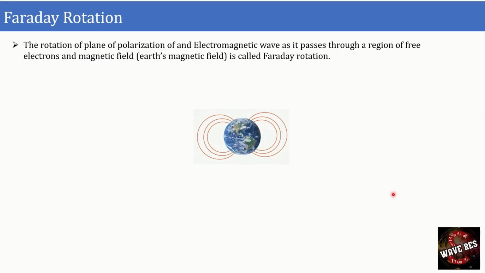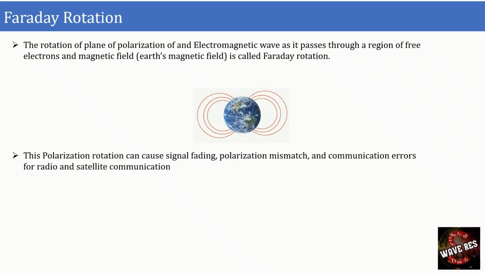We know that every wave has a polarization, like linear polarization, circular polarization, or elliptical polarization, depending upon the orientation of the electric field. The rotation of the plane of polarization of an electromagnetic wave as it passes through a region of free electrons, in our case the ionosphere, and a magnetic field, which is caused by the Earth's magnetic field, is called Faraday rotation. So the reason for Faraday rotation in our satellite communication case is the ionosphere and the Earth's magnetic field.